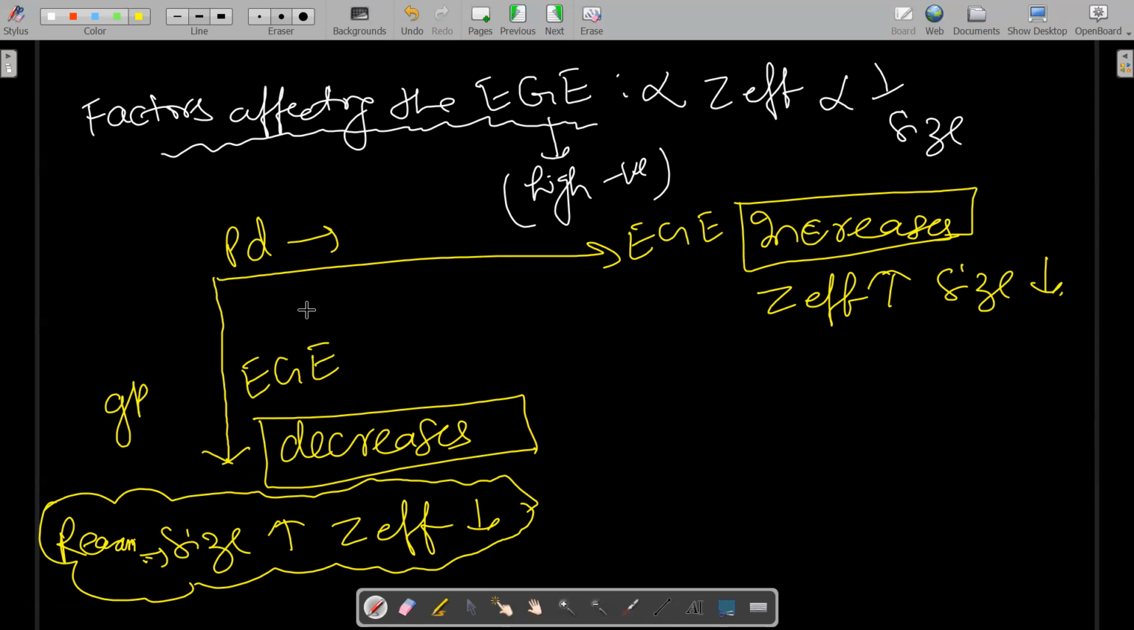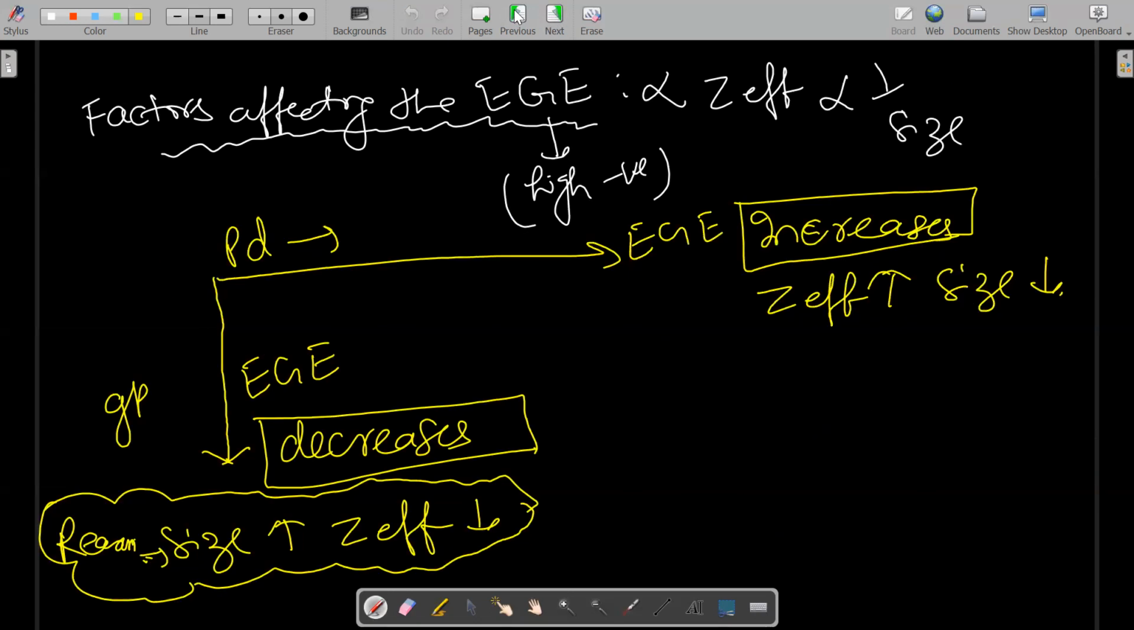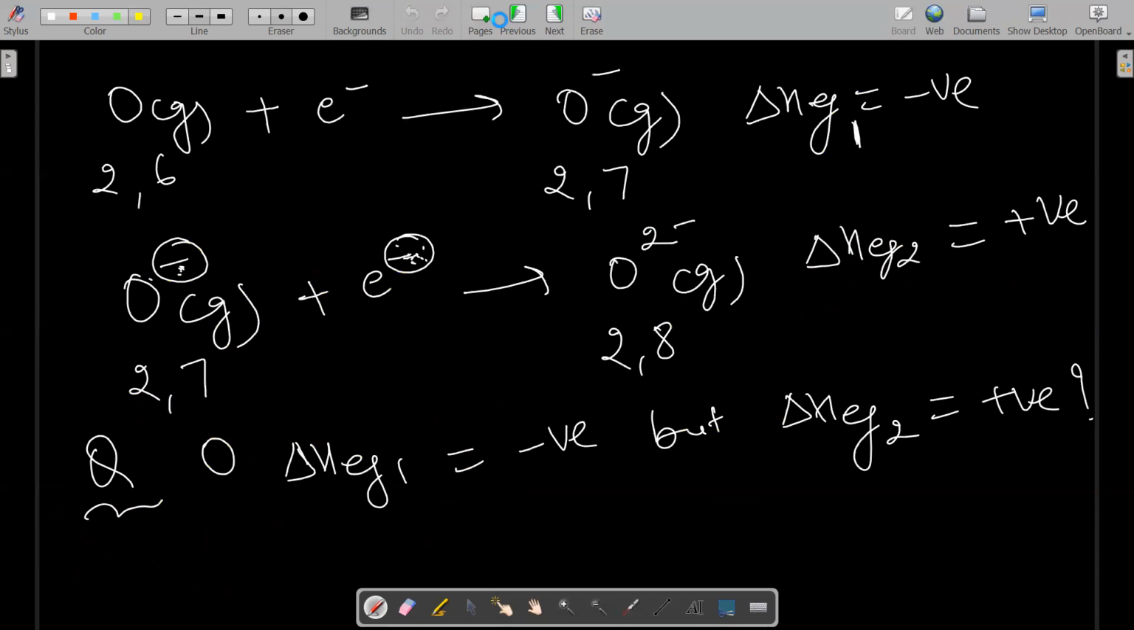When we are discussing electron gain enthalpy increase or decrease in terms of negative, across the period the negative value of electron gain enthalpy increases because of the increase of attractive force and decrease of size. Better we can see it through a graph, so that will be more clear to you. So graphically we can discuss, and better we take down the group.